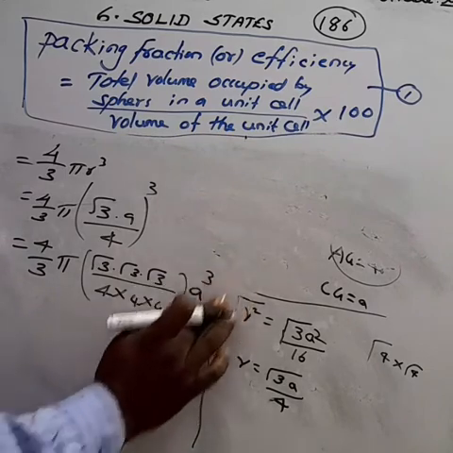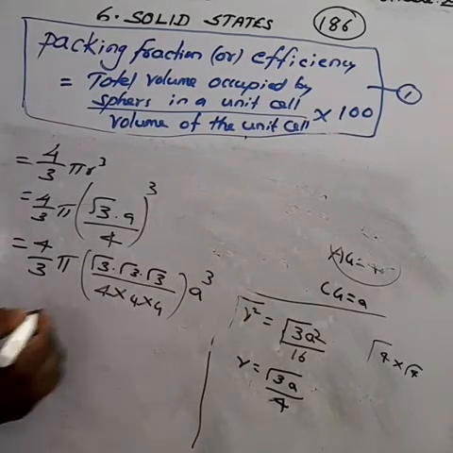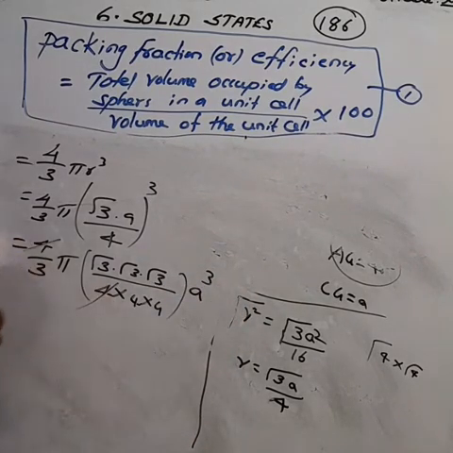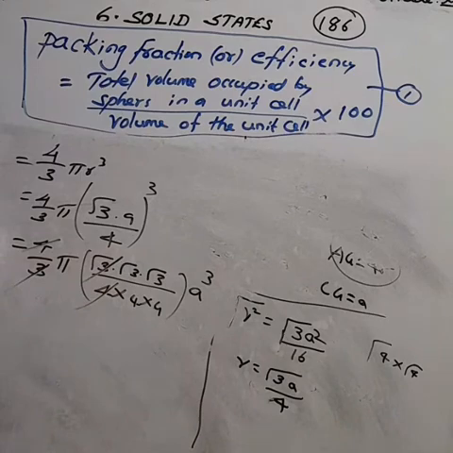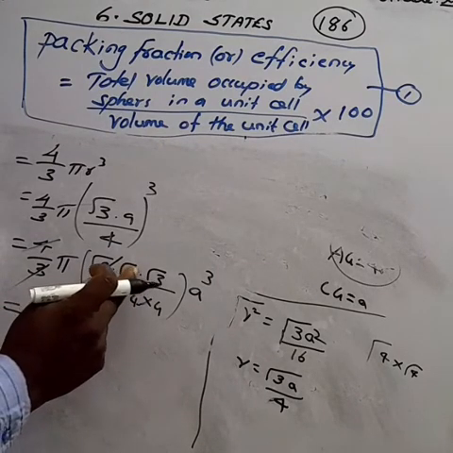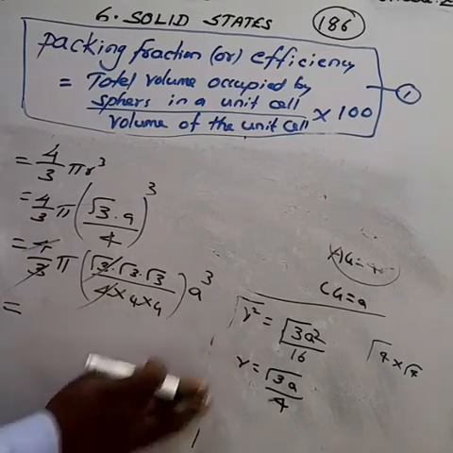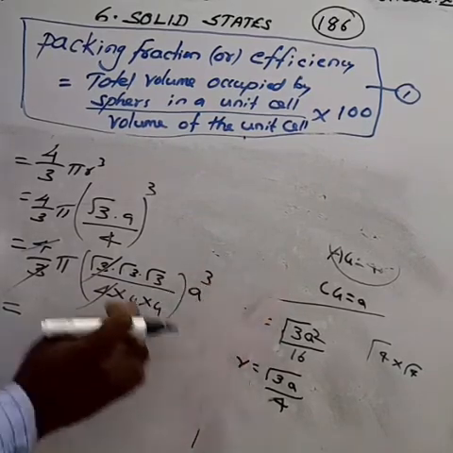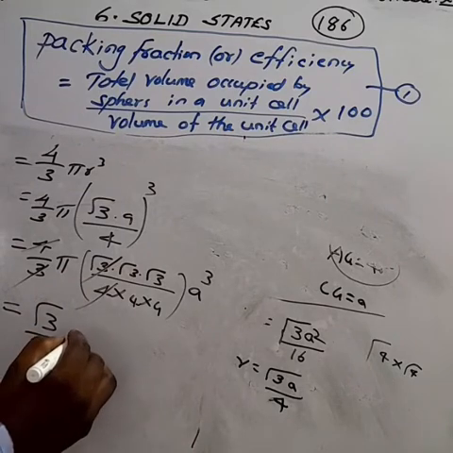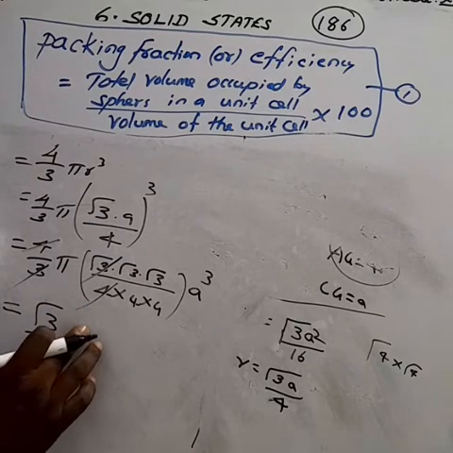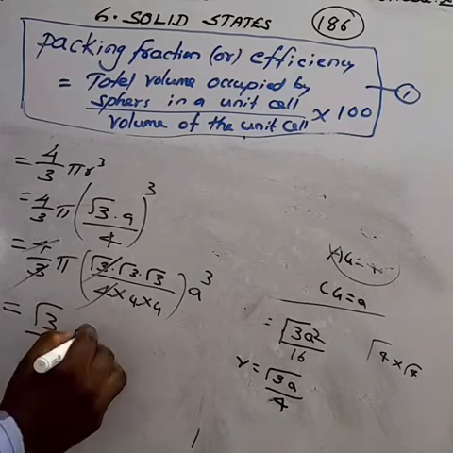So just I am cancelling here. 4 and the 4 above are cancelled. Here 3 also, root 3 means 3, am I right? So 3 also cancelling. So I am writing here, that is equal to root 3. 4 into 4 is equal to 16, divided by 16 pi into a cube.